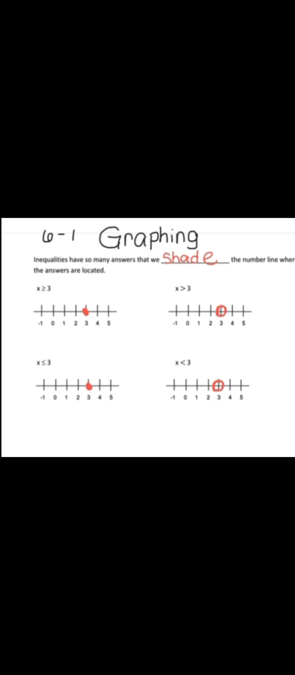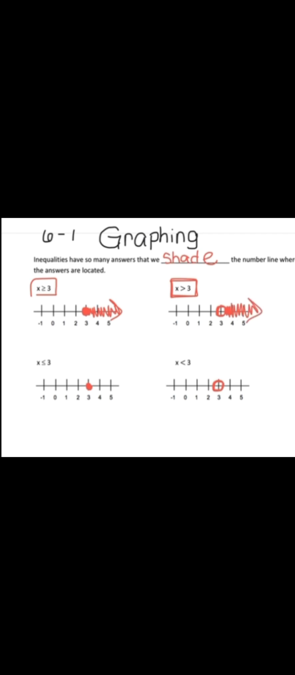Now, if the variable is on the left side, which is how it should be written, the symbol kind of points to where you're shading. So in this first one here, this is read from left to right, that x is greater than or equal to 3. So equal is solid circle, greater than 3, you shade everything to the right. Okay, in this next one here, this says x is greater than 3, so you have that open circle and you are shading everything to the right.